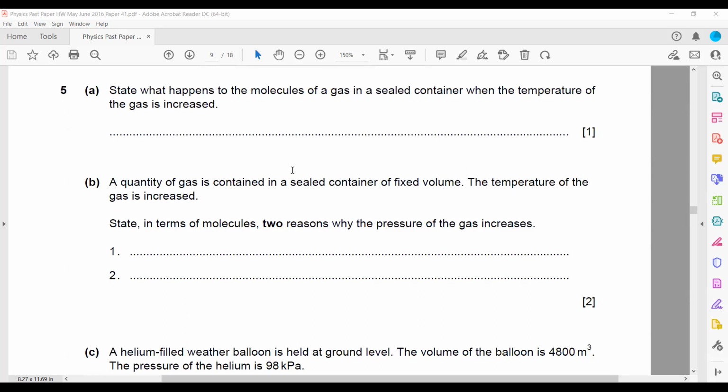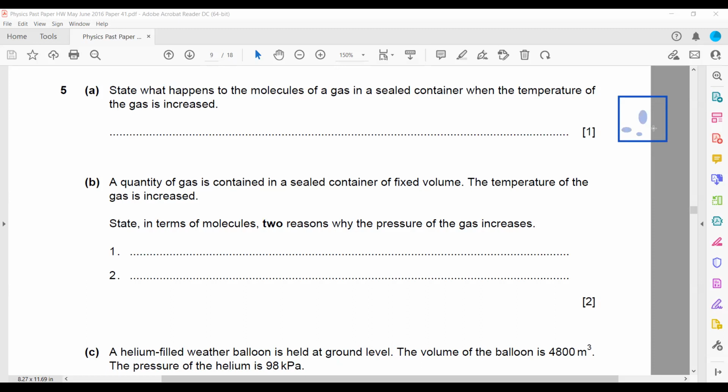In question 5, state what happens to the molecules of a gas in a sealed container. When they use the term sealed container, it means the gas cannot escape. That's the meaning of sealed container. When the temperature of the gas increases, since it's a sealed container, the container is fixed. It does not allow the gas to escape. The volume will remain constant.